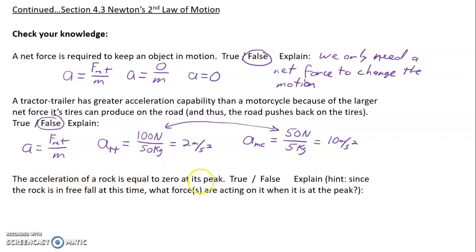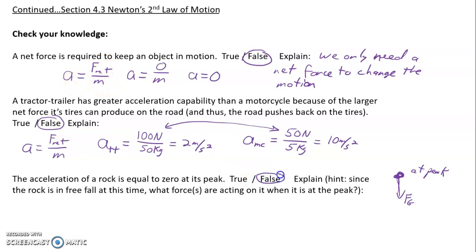All right, the acceleration of a rock is equal to 0 at the peak. Well, let's think about it. It even tells you right here what's acting on the rock at the peak. If we were to draw a free body diagram, well, we haven't gotten to those yet, but if we were to draw one for the rock at its peak, the only force acting is the force of gravity. And if that's the only force acting, then the net force can't be 0. And if the net force is not 0, then the acceleration can't be 0.